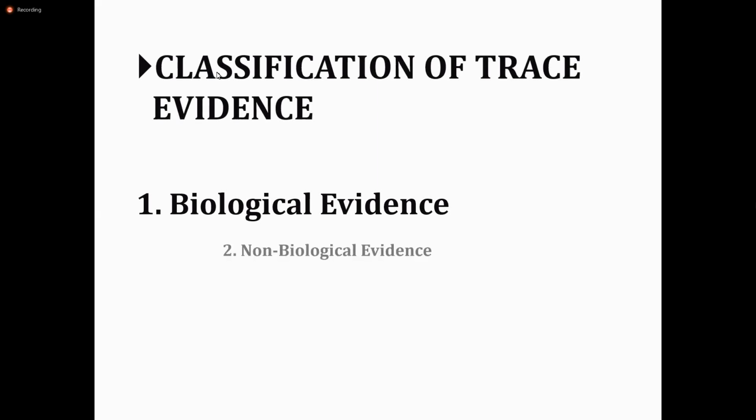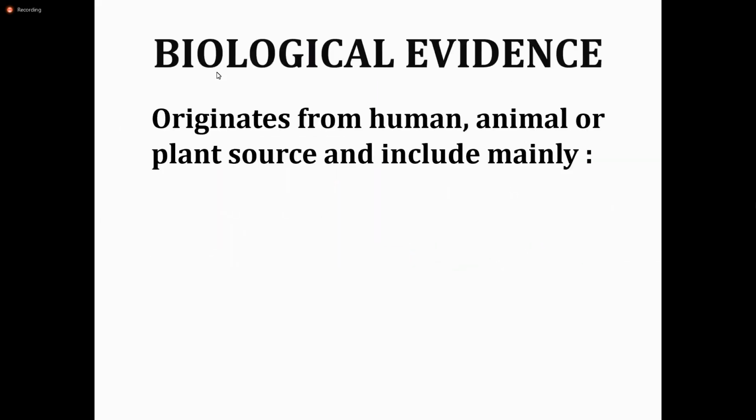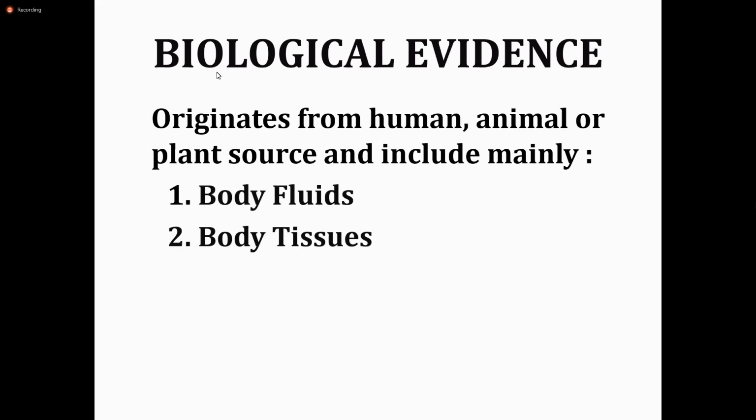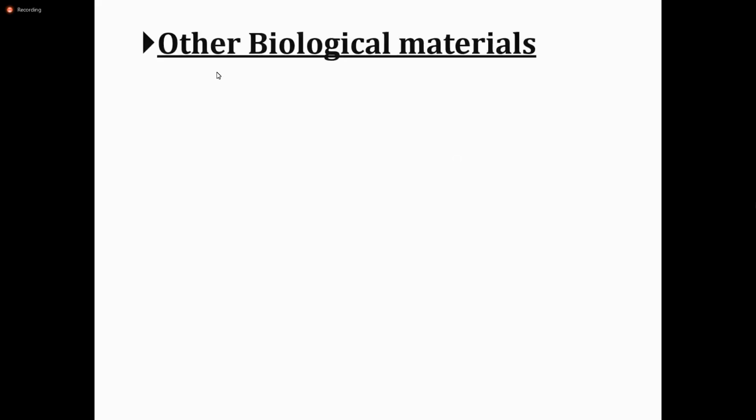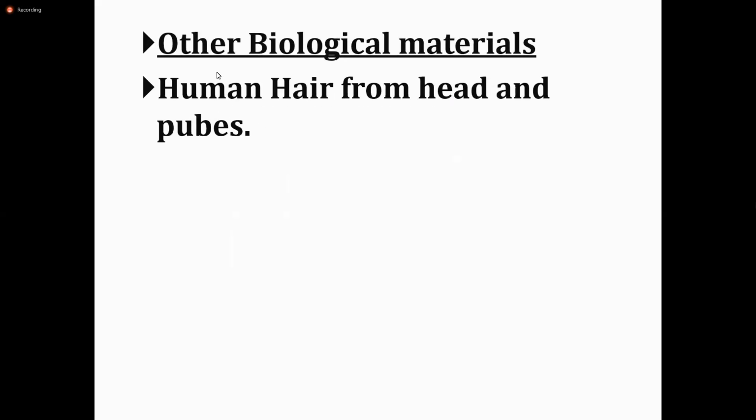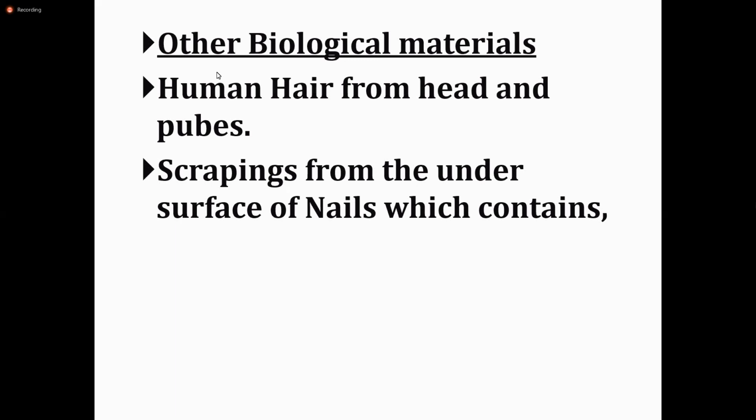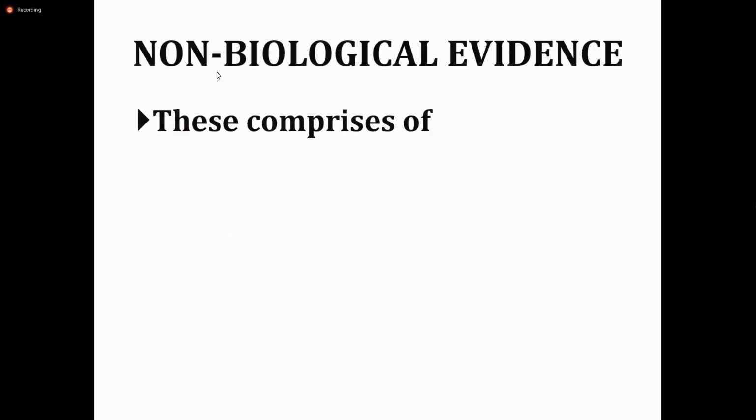Classification of trace evidence, again: biological evidence and non-biological evidence. The biological evidence originates from human, animal, or plant source and includes mainly body fluids, body tissues, stains, and other biological materials: human hair from the head and the pubes, and scrapings from the undersurface of the nails, which contain epithelium of skin of assailant or victim deposited during physical or sexual assault.